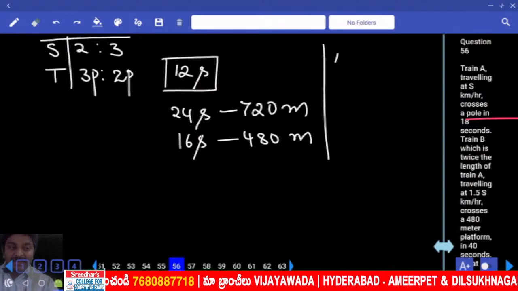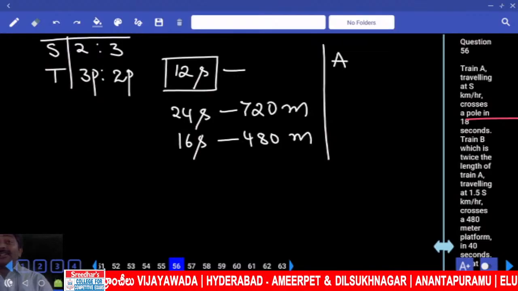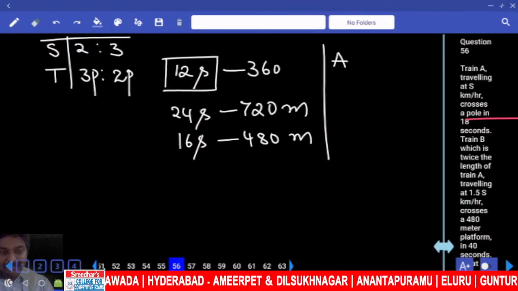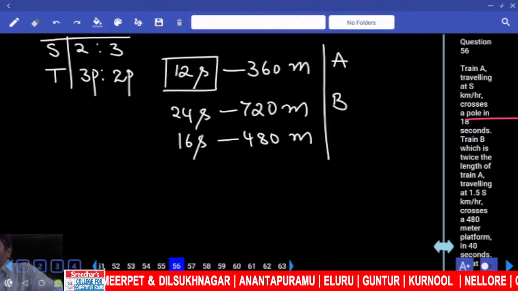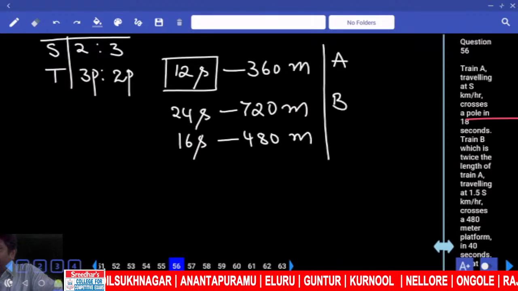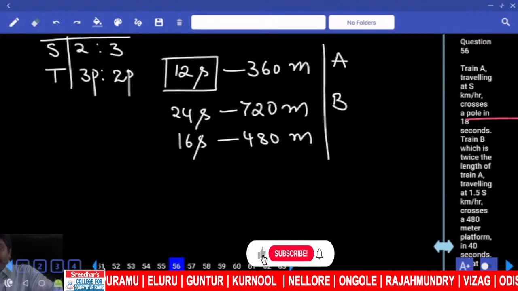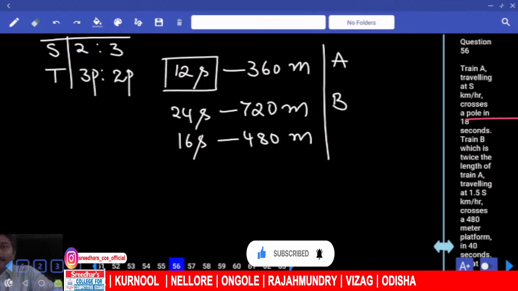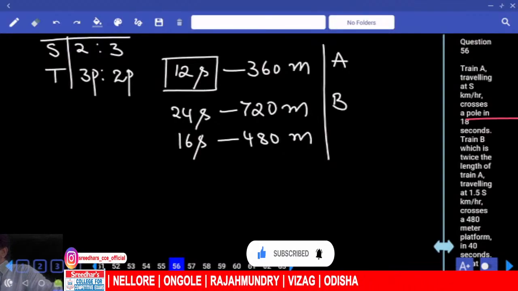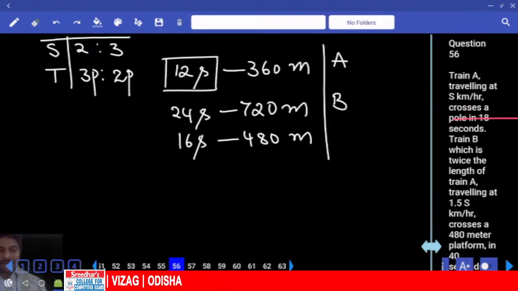If the question is about train A length, to cover train length, how much time is it taking? 12 seconds. 12 times 30 is 360. If the question is about train B length, it takes 24 seconds, which is 720 meters. Have you understood? First, what I did was, I made train A speed and train B speed both same. Then answer is simple.